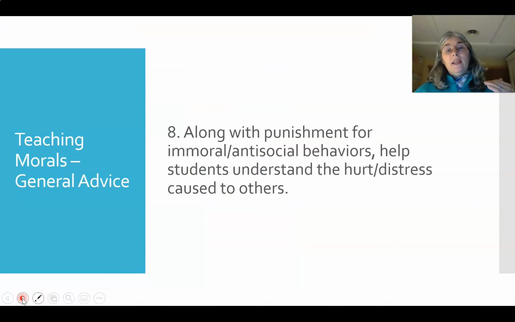Number 8, in addition to punishment, you are going to have punishment. You are going to have students who are breaking your rules and misbehaving. But in addition to that punishment, especially when it's about some sort of immoral behavior or antisocial behavior, help those students, the misbehaving students, understand how they hurt other people, how they cause distress to either the classroom as a whole or to the victim, so that they can see how their behavior impacts another person. That is huge towards helping them with, again, kind of the previous note with perspective taking, but this being even more specific with how you handle your punishments.